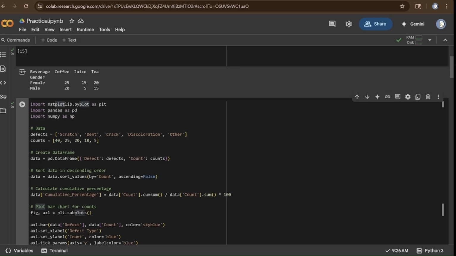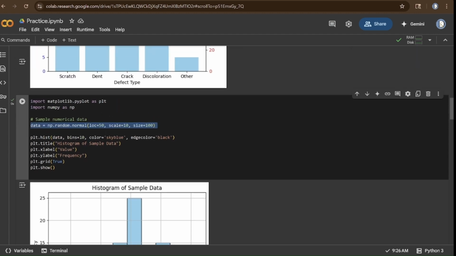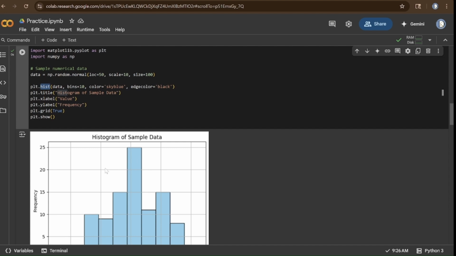Let me just show you once. This one. See, there is no difference at the boundaries. For numerical data, you use histogram, right? So you just have to use HIST, that is hist. This means please draw the histogram.